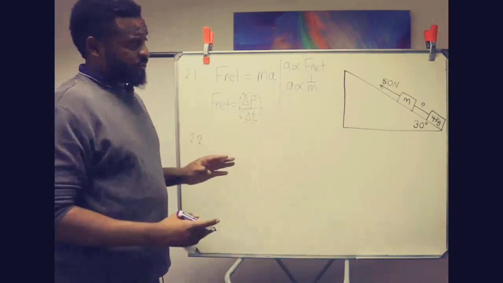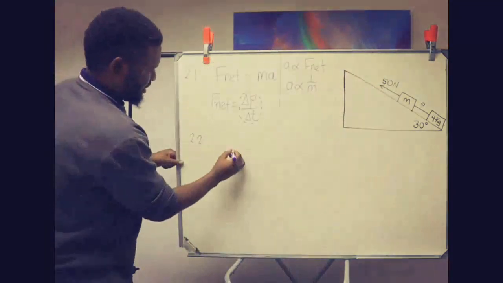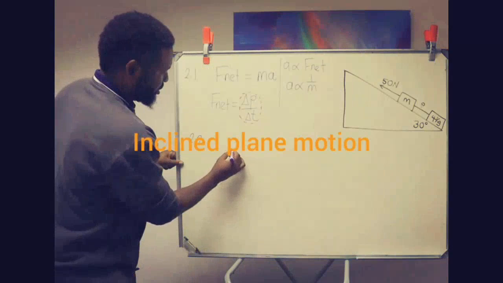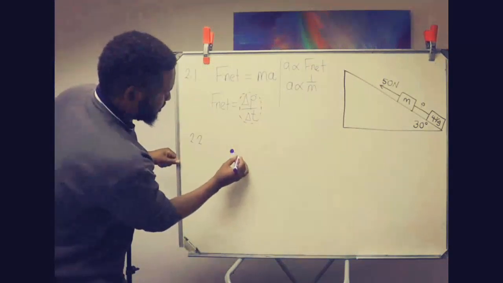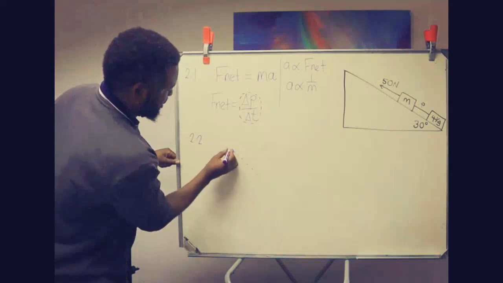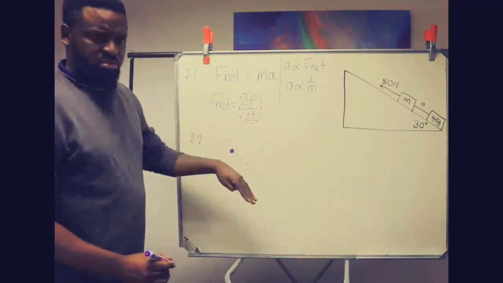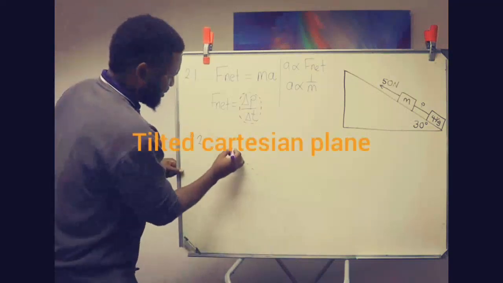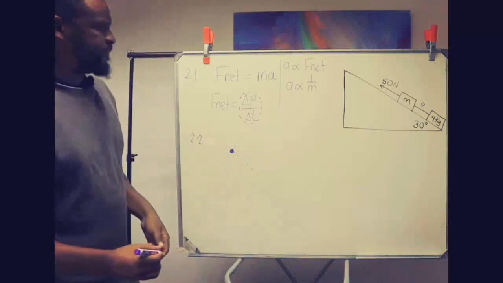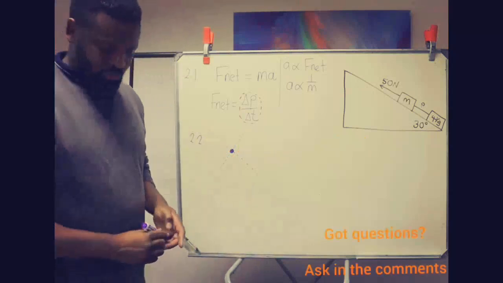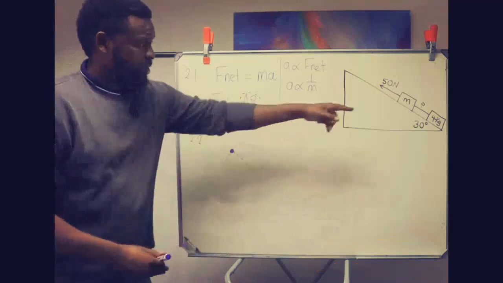So the moment you draw a free body diagram for inclined plane motion, I always say to learners, it's best to mimic the inclined plane. It's inclined like this. So imagine I'm drawing a tilted Cartesian plane. This will be my x. Perpendicular to the x will be the y.